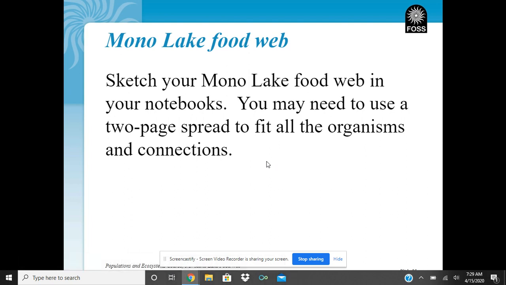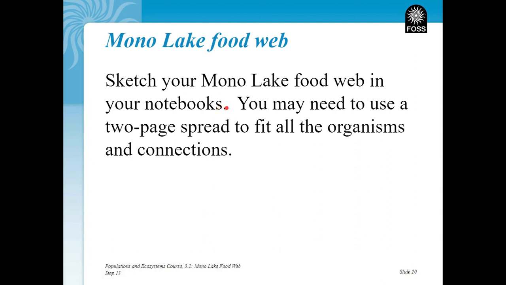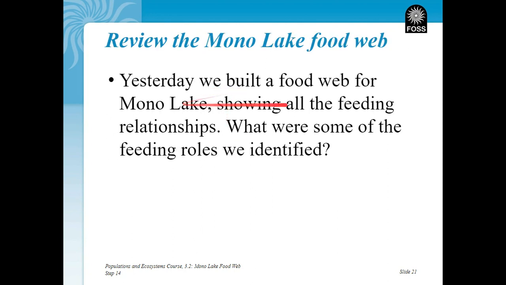We're at the point now where you should have yesterday. Remember, we had you sketch your Mono Lake food webs. It might have been a little tricky, but you looked at the organism cards and tried to draw the relationships. So it asks you to go back through them, and it might have gotten a little bit messy, but you should start to see, if you go back and look at your drawing, what some of the feeding roles were. What we mean by that is who ate what.